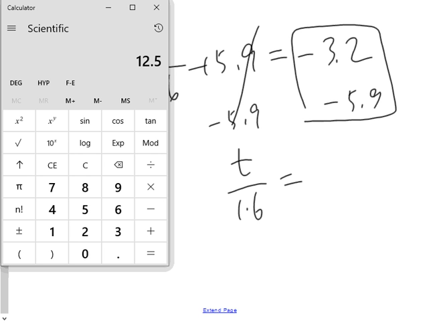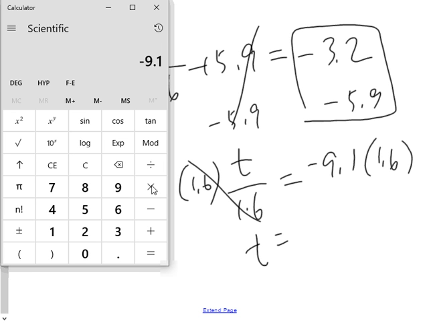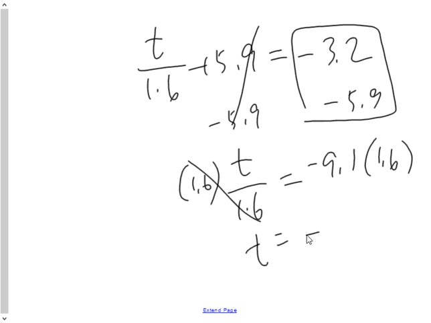But if you do stink at it, grab your calculator and put negative 3.2. Add that to negative 5.9, and the calculator will do all the mental work for you. Negative 9.9. Multiply both sides by 1.6, and t will equal the product of those two. So I'm going to multiply that by, and it gives me negative 14.56 for that one.